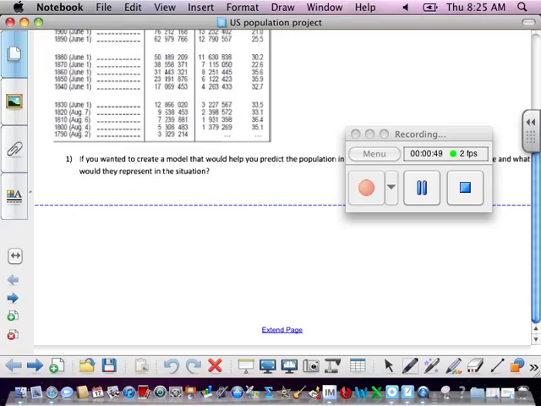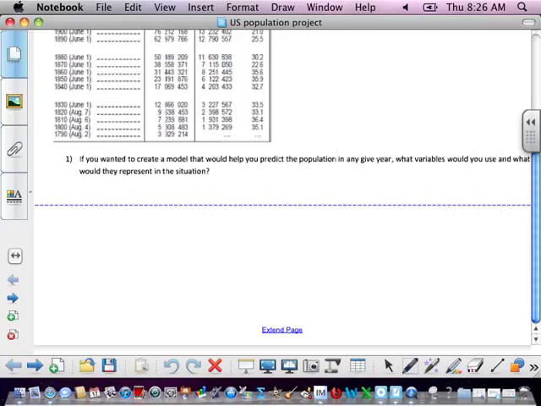If you want to create a model that would help you predict the population in any given year, what variables would you use and what would they represent in the situation? So we would use X equals years and Y equals the population. We're going to say pop for population. So everybody should have that written down.